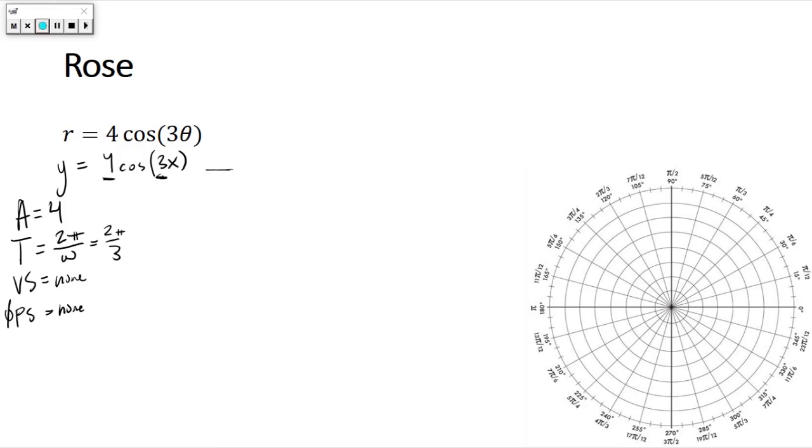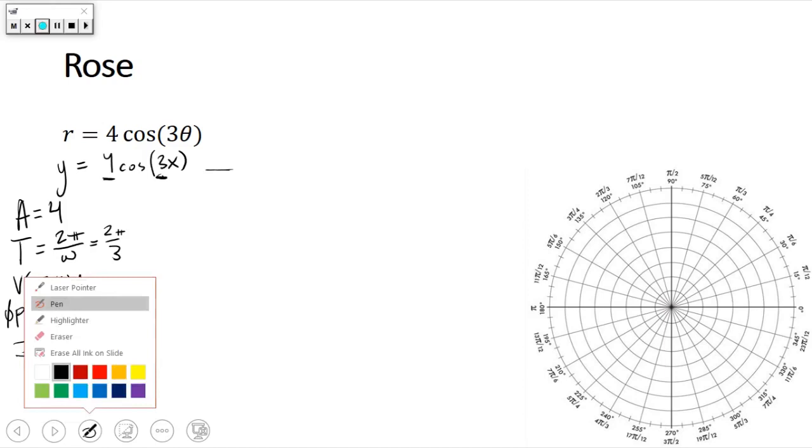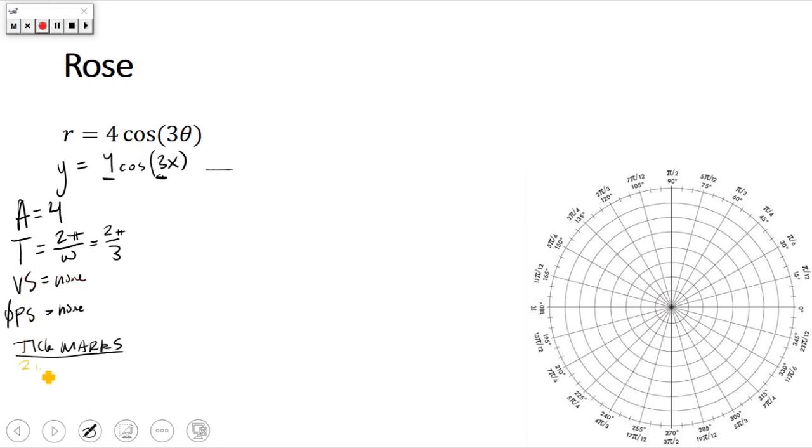Now, the last thing we need to look at here are those tick marks. This is really important because it's going to determine all kinds of things. The tick marks are the period, 2 pi over 3, divided by 4, which is 2 pi over 12, which is pi over 6. So all of my tick marks are going to be pi over 6 away from each other. There's no phase shift, so the first tick mark's at 0. So we got 0, we add pi over 6, we get pi over 6, add pi over 6 to that, we get pi over 3, add pi over 6 to that, that's 3 pi over 6, so we get pi over 2.